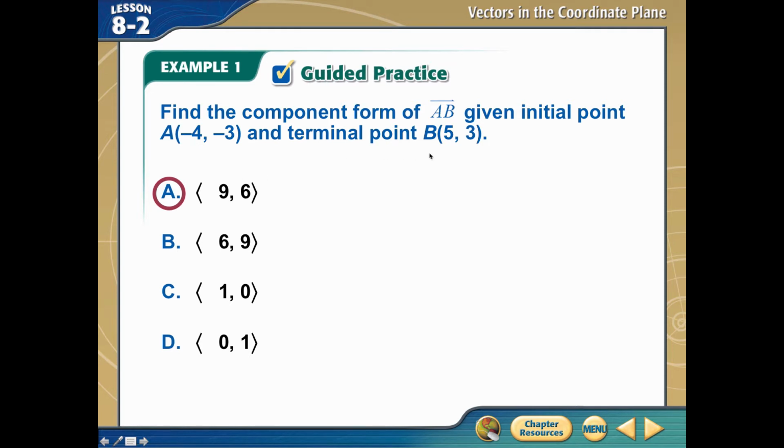5 plus 4 is 9. 3 minus negative 3 is 6. So this vector that goes from negative 4, negative 3 to 5, 3 goes 9 units in the x direction and 6 units in the y direction.